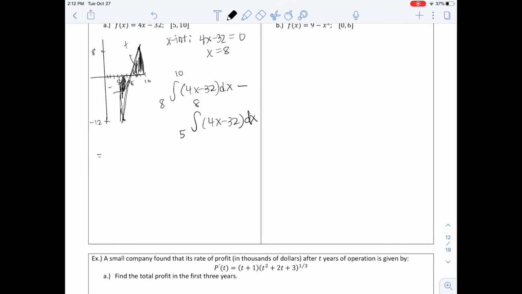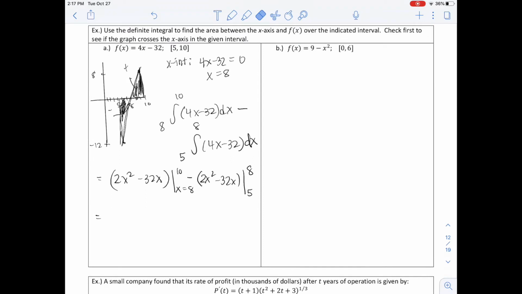Integrating this function, we arrive at 2x squared minus 32x. And we are going to evaluate the first integral from x equals 8 till 10, minus integrating the second integral, which again is going to be the same function, 2x squared minus 32x, and then evaluating this from 5 till 8.